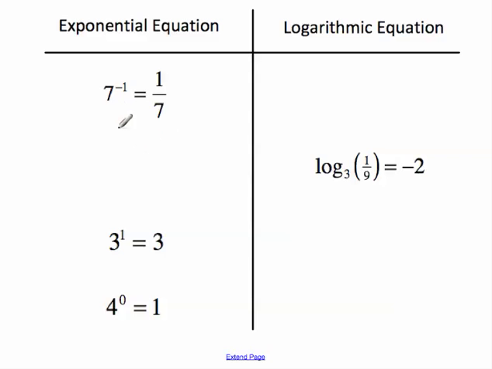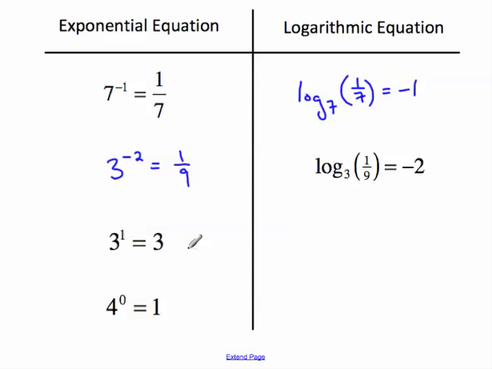We can do the same thing when we have negative exponents. If 7 to the power of negative 1 is 1/7, then using the same pattern as we did before, that means log base 7 of 1/7 is equal to negative 1. Going in the opposite direction, if log base 3 of 1/9 is equal to negative 2, that's telling us that 3 to the power of negative 2 is equal to 1/9.